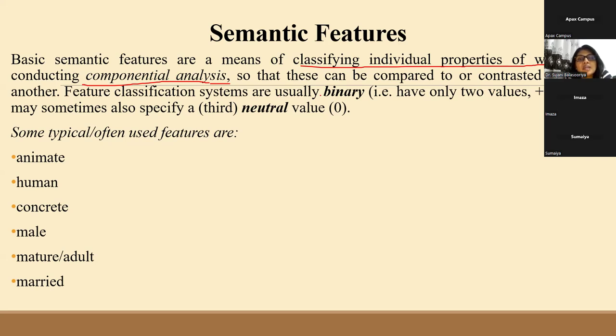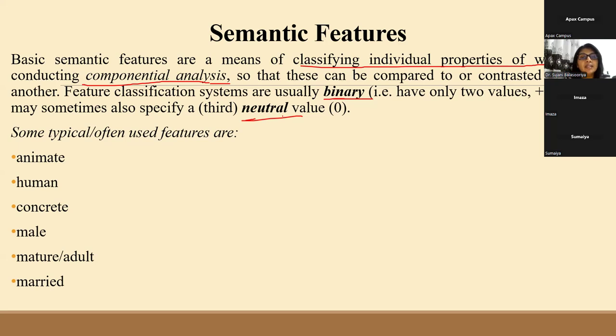Feature classification systems are usually binary and neutral, right? Okay. Binary, you know, binary means opposites, no? Two ends. So binary can have two values, either plus or minus. Plus means it's available. Minus means it's not available. Binary means two ends. Either it is there or not there. Okay, so we can identify the semantic features of a particular word in the sense whether these features or characteristics are available in that word or not available in that word, like that. When we do examples, you will understand, right, fully.